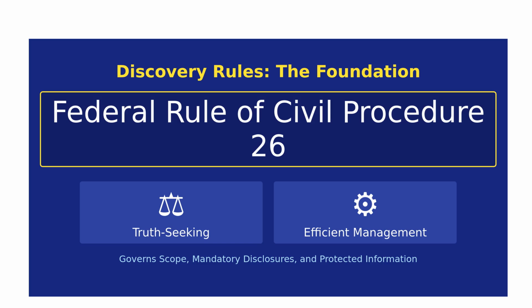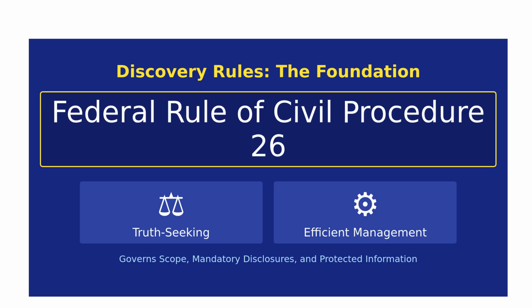The process of discovery in civil litigation is governed by the Federal Rules of Civil Procedure. Its fundamental purpose is twofold: to facilitate the truth-seeking process so that cases can be decided on their merits, and to ensure efficient case management throughout the litigation timeline. The entire framework for modern discovery is anchored by Federal Rule of Civil Procedure 26. This rule serves as the cornerstone, setting the stage for everything that follows.